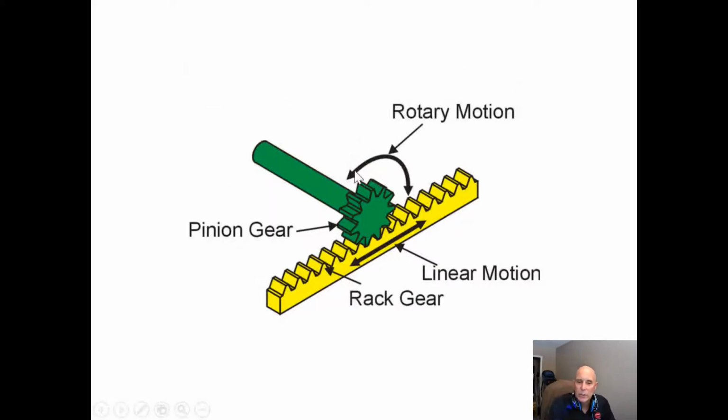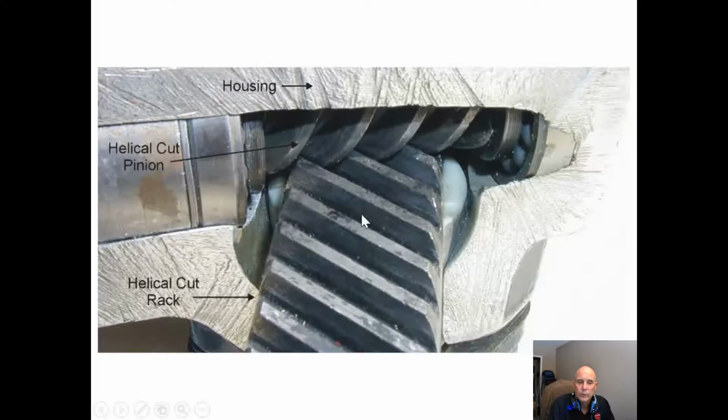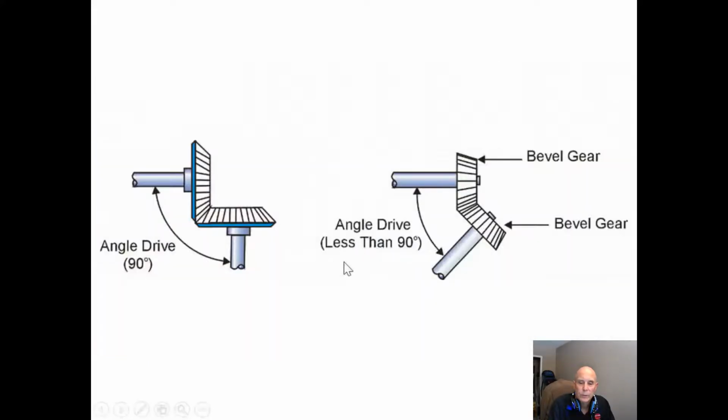Rack and pinion gears. So again, rack and pinion steering is where we'll see this. Now we get into beveled gears. Again, what it does is change the direction. Now it doesn't have to be 90. It all depends on how they set the bevels up.